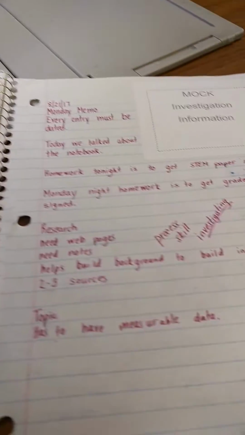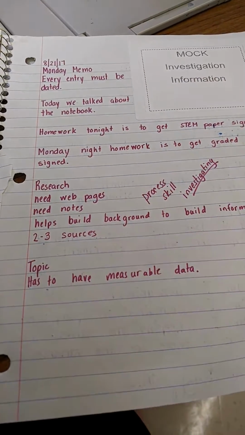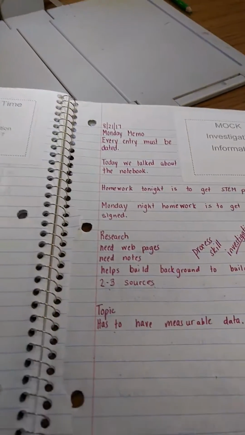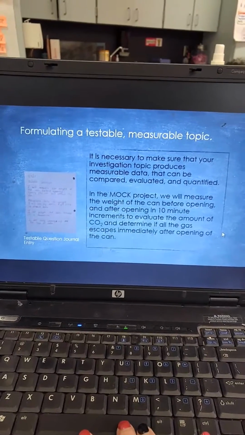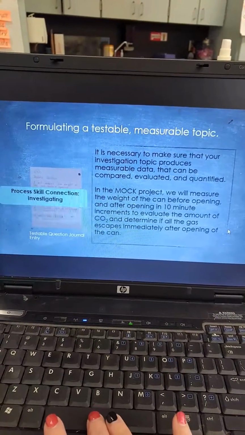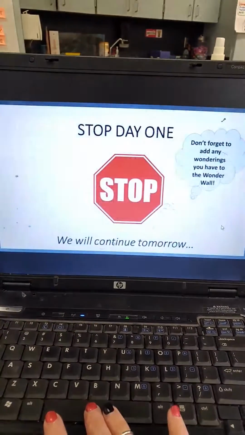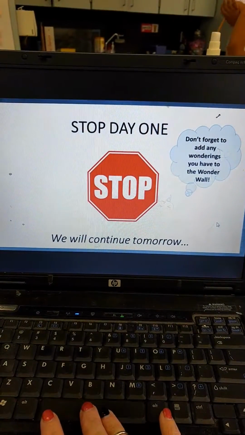And here's what the students wrote in their notebook. Topic has to have measurable data. So that was in addition to that first part. And on the mock, it does say how we're going to do it and what we're measuring. That's still investigating. That was a recap of what we did on Monday.